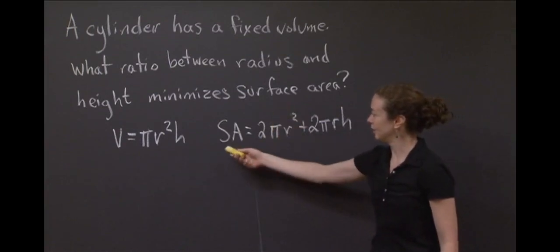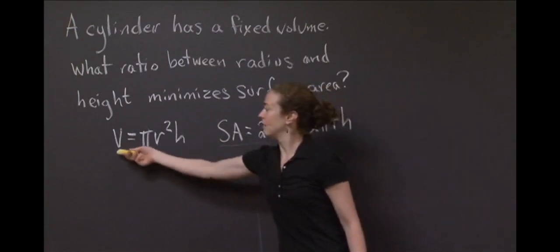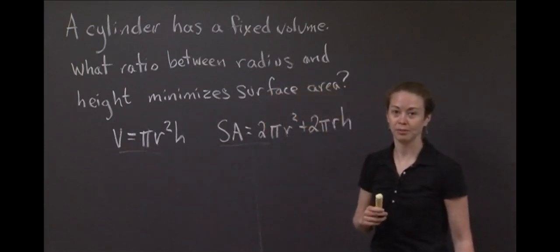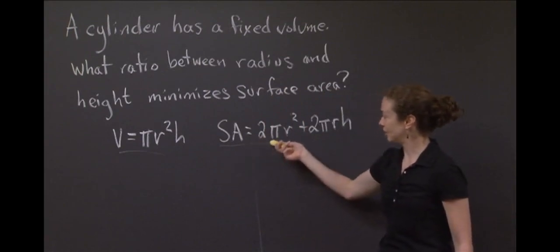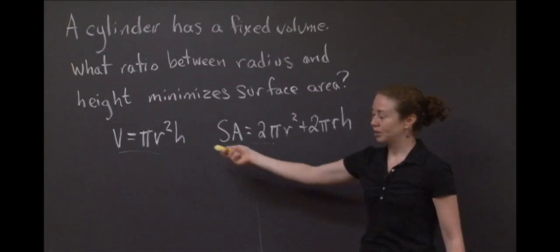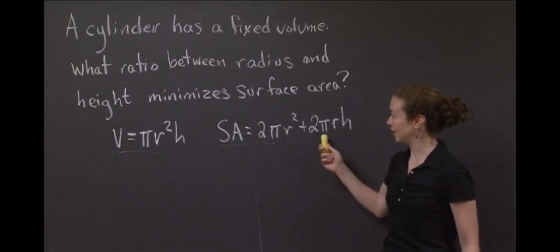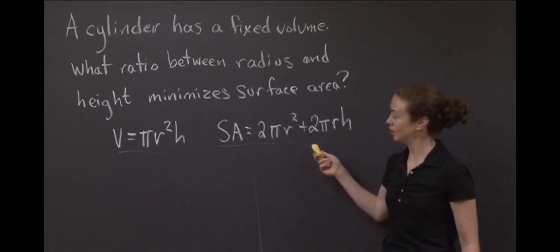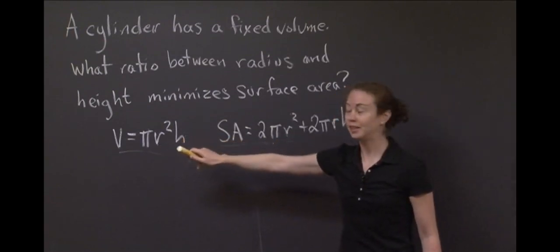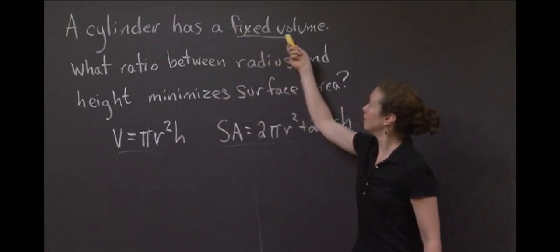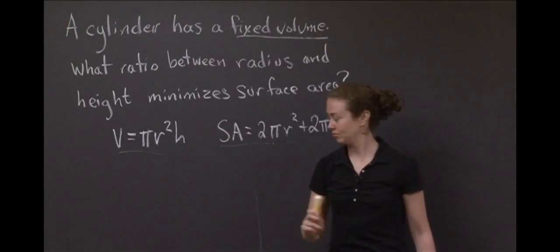But ultimately, we still have our optimizing equation, which is surface area, and we still have our constraint equation, which is volume. So again, we're going to do what we always do. We're going to take our optimization equation and use our constraint equation to get rid of a variable so that we can write the right-hand side in terms of one variable. Let me point out, V is not a variable here. V is a constant because the volume is fixed. So when you see V, it's not a variable, it's a constant.